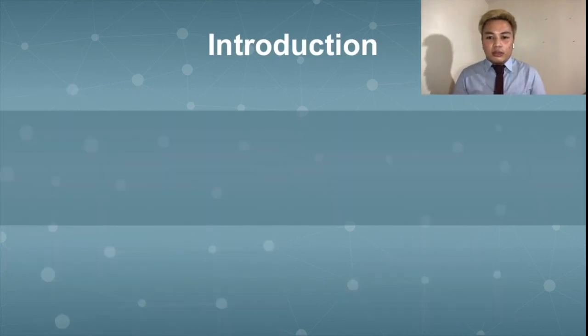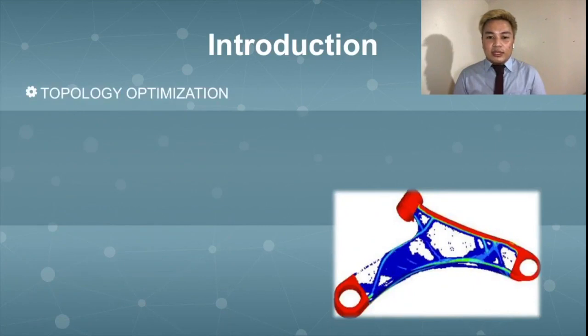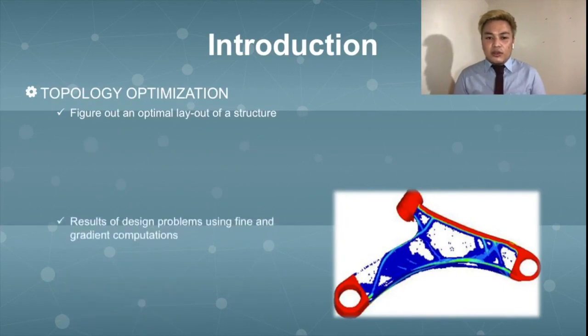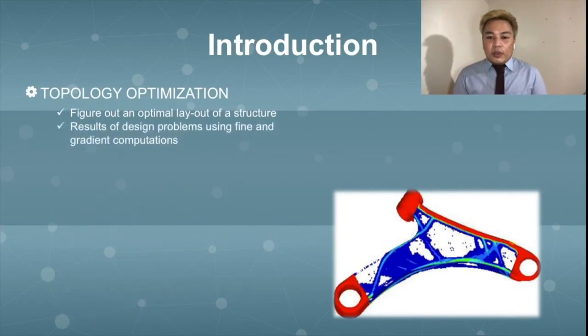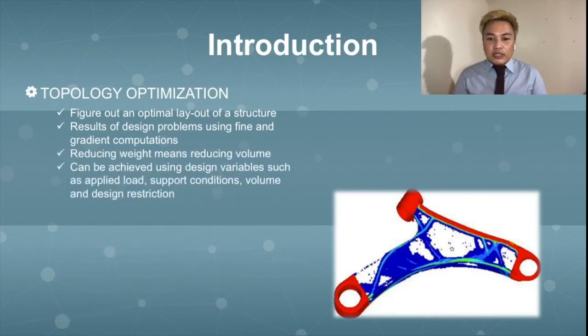So let's talk about topology optimization and finite element analysis. Topology optimization is to figure out an optimal layout of a structure. The results of optimizing a design will result in a fine and gradient computation, meaning that these computations are really sophisticated that only software can perform them in a really short amount of time. So by optimizing a component, we reduce weight, meaning reducing volume. And we can achieve this using design variables such as applied load, support conditions, volume, and design restrictions that will be discussed more in chapter 4.